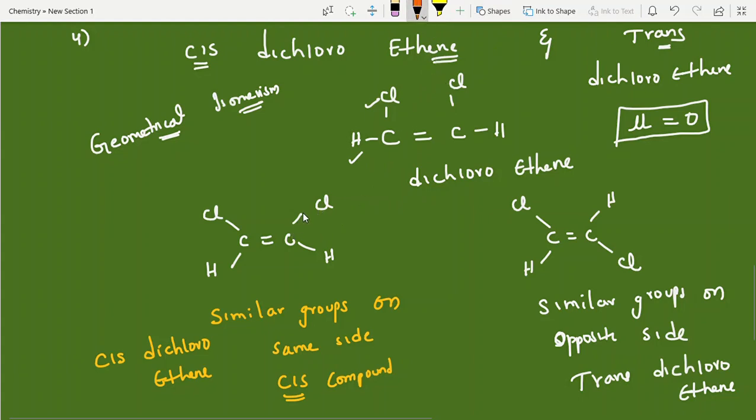Between carbon and chlorine, who is more electronegative? Chlorine. We can show the dipole moment direction like this. And here also the dipole moment is in the same direction, so mu is not equal to 0. But here it is exactly opposite. Definitely at least one will be on the opposite side. The dipole moments cancel each other, so we get 0. So the cis dipole moment is not 0, and the trans dipole moment is 0. What is the reason? Cancelled by each other, opposite direction.